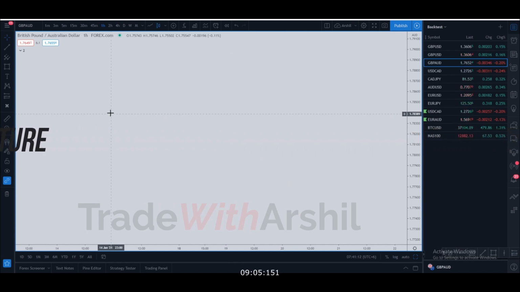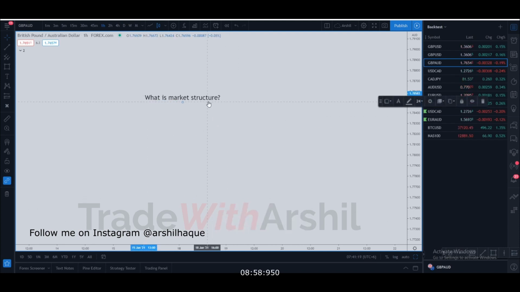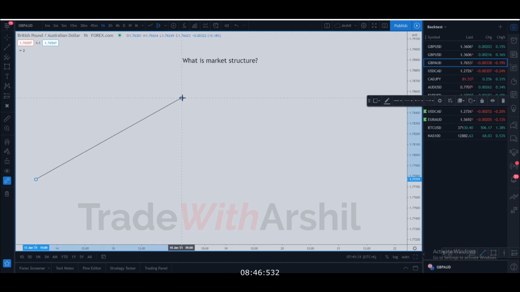Hey, what is market structure? Market structure is basically helpful for you to know in what direction you should be trading. Let's say the market is trending upwards. With the help of market structure, you can understand if you should be buying or selling in this market.